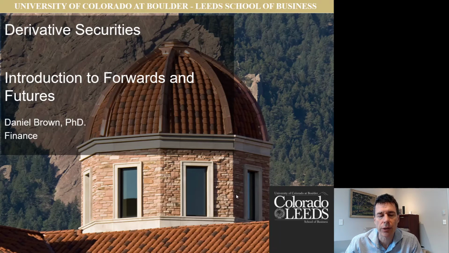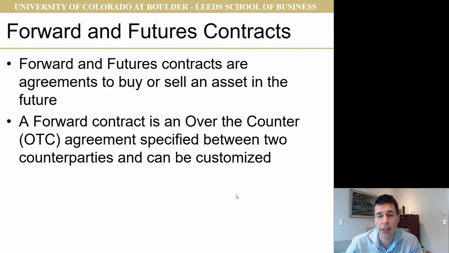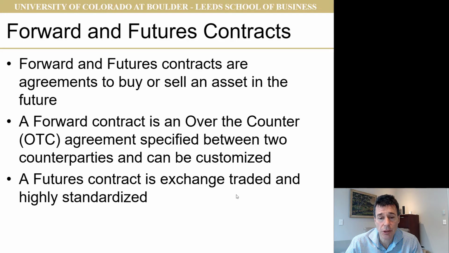In this video, we're going to talk about futures and forward contracts. So futures and forward contracts are contracts to buy or sell an asset at some point in the future. A forward contract is an over-the-counter contract between two counterparties and can be customized as much as one likes. A futures contract is exchange traded and highly standardized.